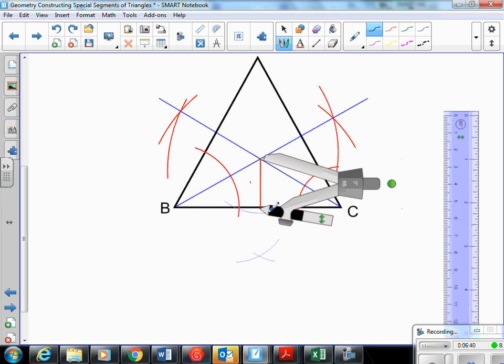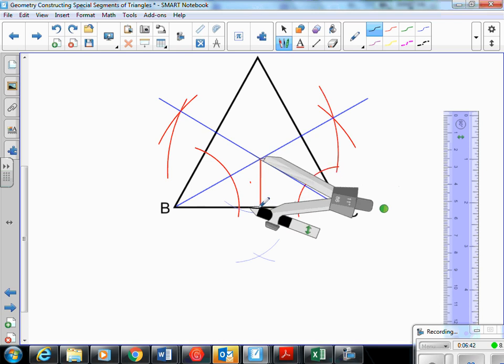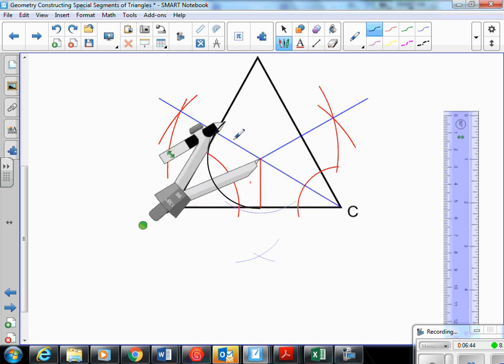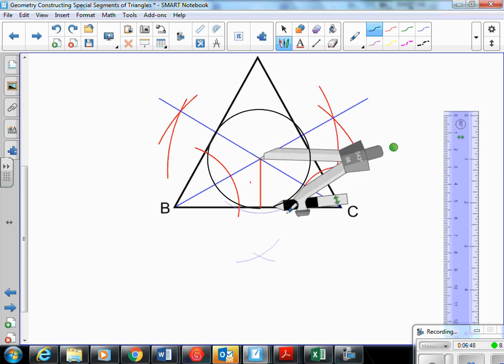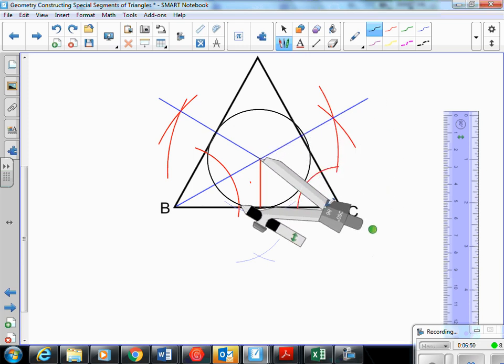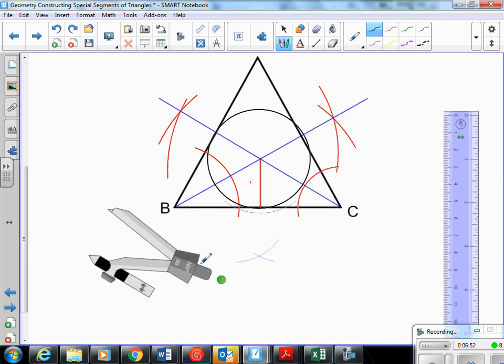So with your compass set to that radius, make a circle. And as I expected, it wouldn't let me close it exactly right, so it's a little bit outside the line, but pretty close. So you've got your incenter point here and an inscribed circle there.